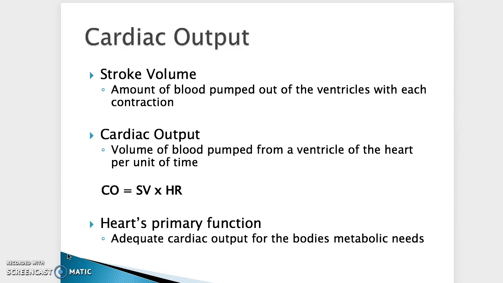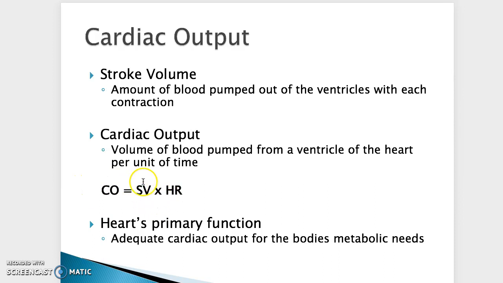All right, so next we're going to talk about cardiac output. Cardiac output is a product of your stroke volume and your heart rate. So stroke volume is the amount of blood pumped out of the ventricles with each contraction, and cardiac output is the volume of blood pumped from a ventricle of the heart per unit of time. So if the stroke volume, let's say, is 50 liters, and you multiply by, let's say, a heart rate of 60 beats per minute, if you are able to keep that stroke volume the same and increase the heart rate, that will increase the total cardiac output.